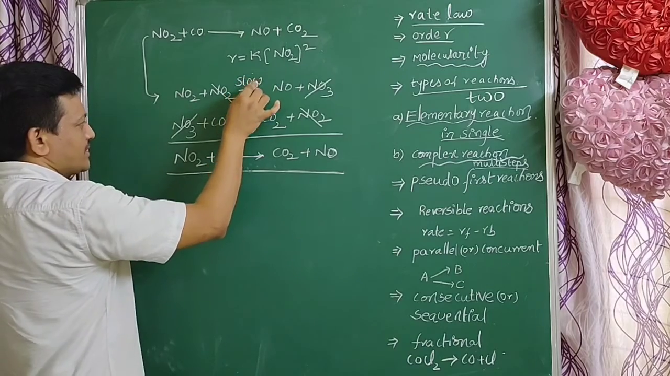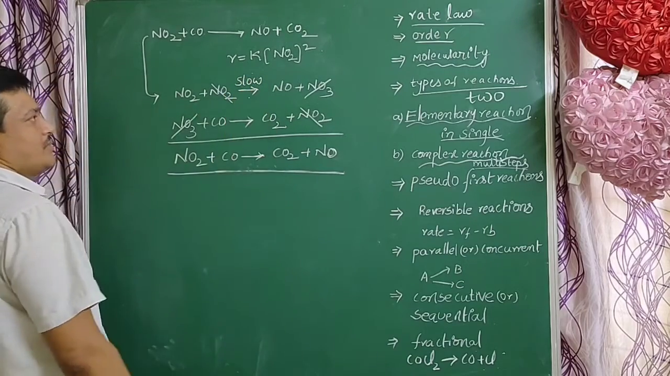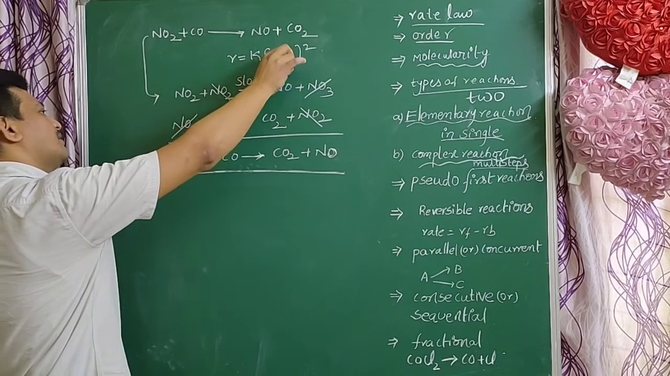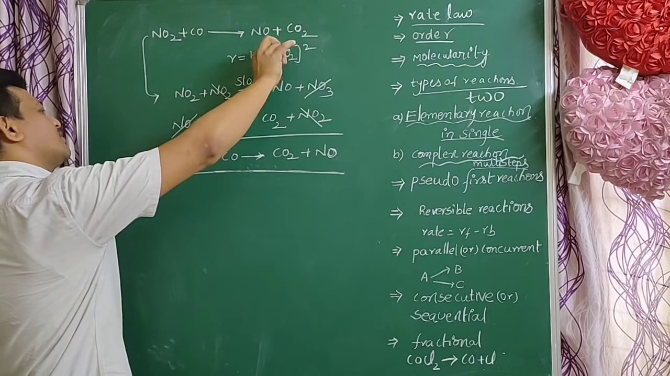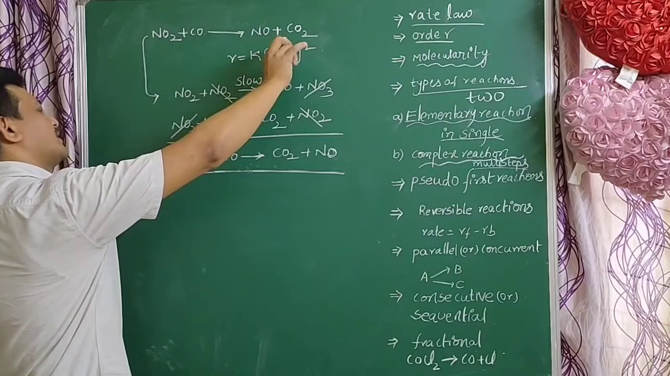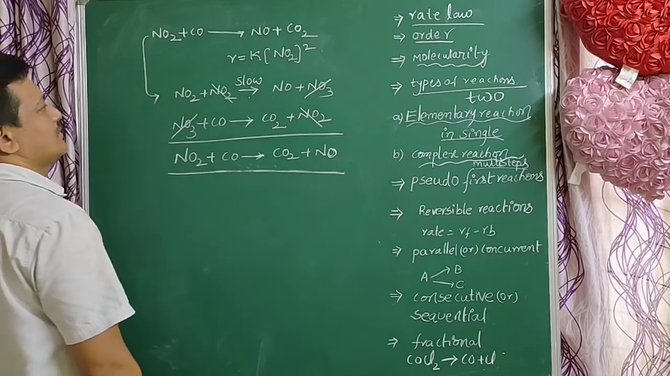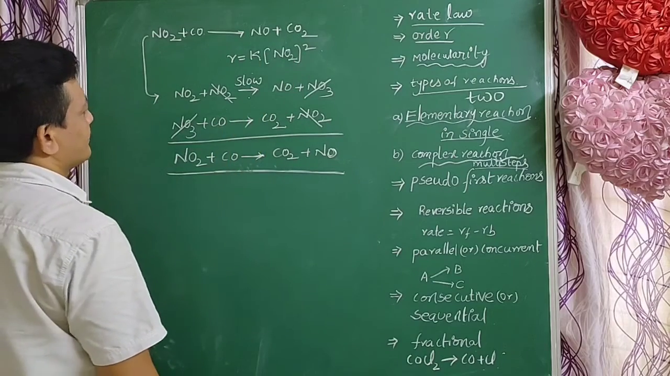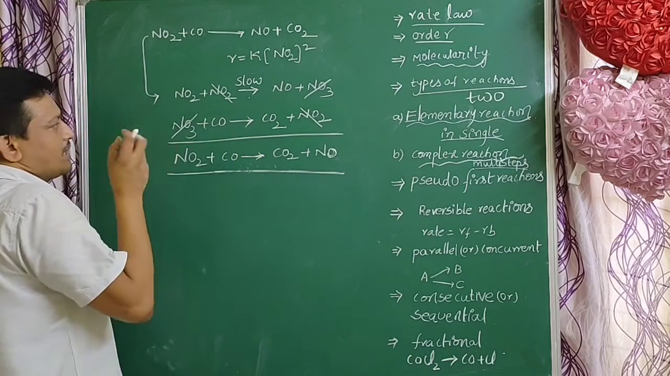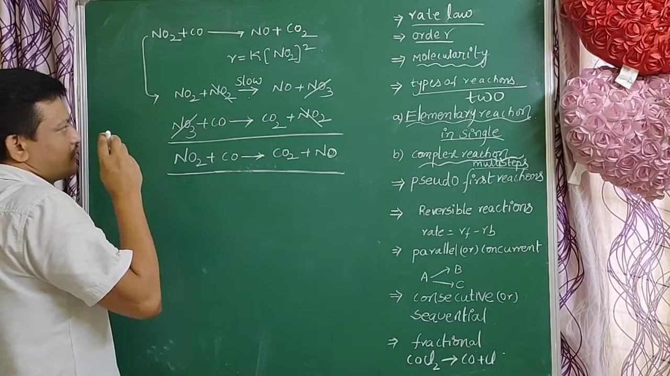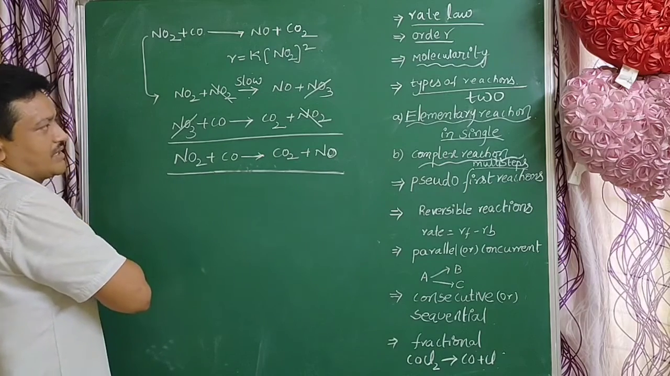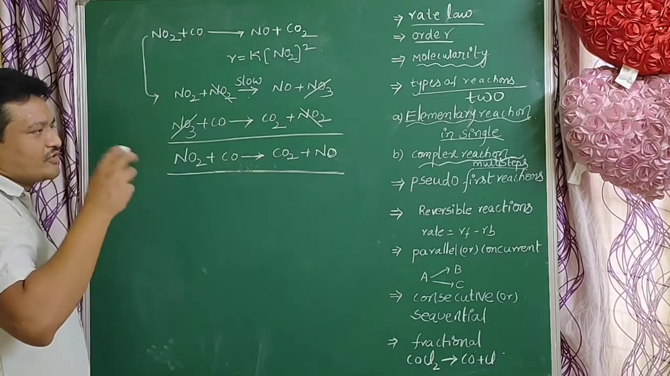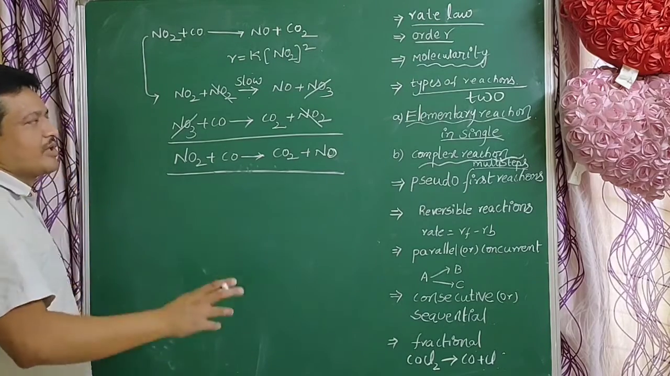How to identify that this is the slow step? Based on the rate equation. In the rate equation, what is involved? Only the reactant NO2 is involved. That's why in the rate determining step only NO2 is present, not any other components. So those reactants should be present in the rate determining step.